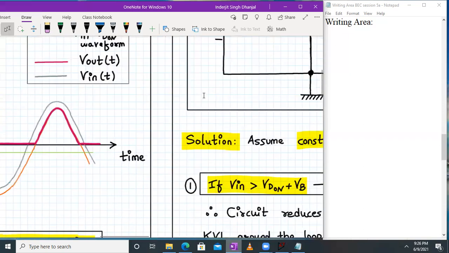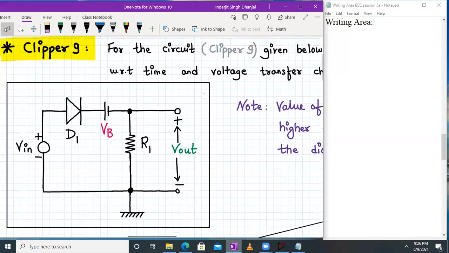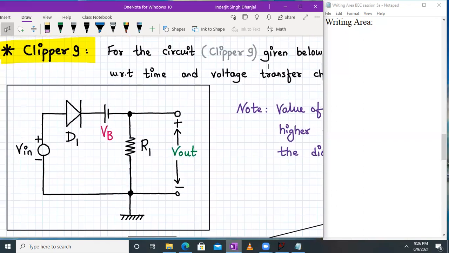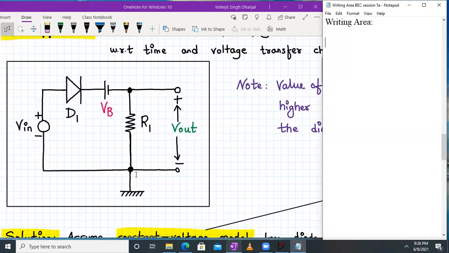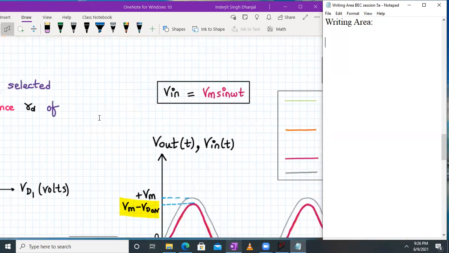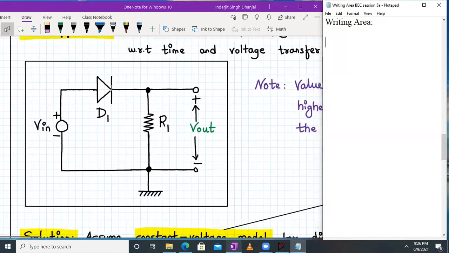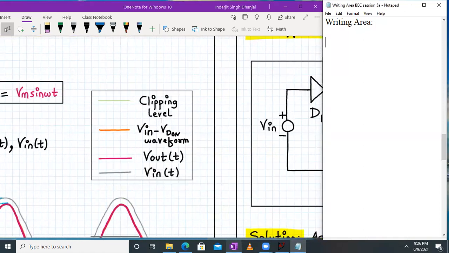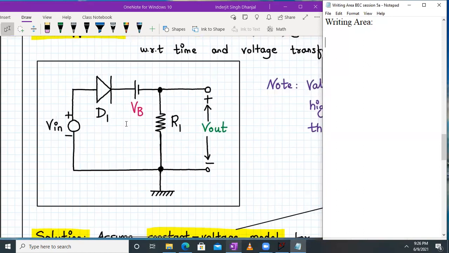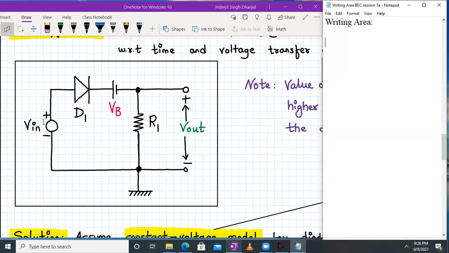Now let us concentrate back on this circuit, clipper number 9. First of all, we have to identify when the diode D1 will turn on. Now we have a battery connected. Earlier in clipper number 8, there was no battery connected. So let us concentrate now. We have a V in, which is a sinusoidal waveform, and this VB is a DC voltage.